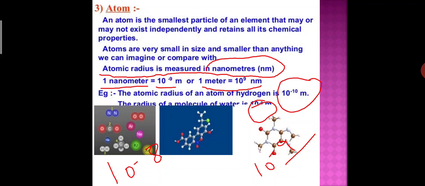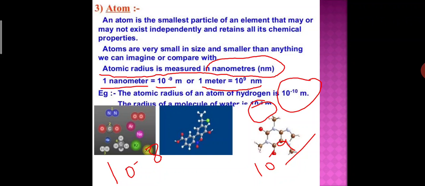So what is the atom? Students, an atom is the smallest particle of an element that may or may not exist independently and retains all its chemical properties. And the word atom is taken from the Greek word atomos, which means indivisible, cannot be divided further. So this is the atom.